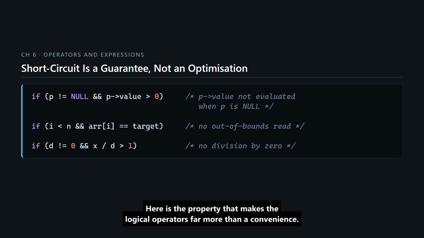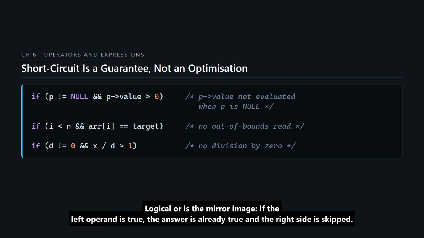Here is the property that makes the logical operators far more than a convenience. Logical and evaluates its right-hand operand only if the left-hand one is true. If the left is false, the answer is already false, so the right side is never touched at all. Logical OR is the mirror image. If the left operand is true, the answer is already true and the right side is skipped.